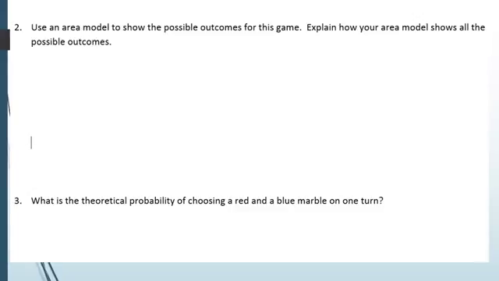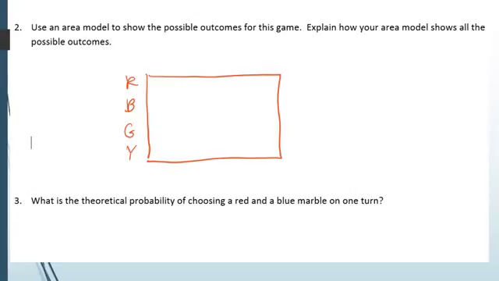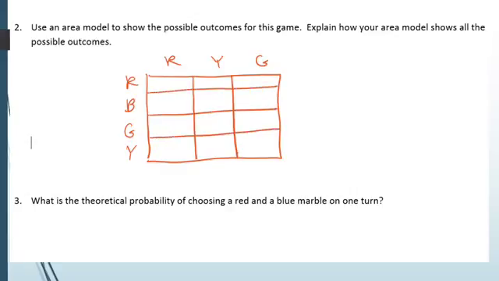Now use an area model to show all the possible outcomes for this game. So I know that in one of the containers, there is a red, a blue, a green, and a yellow. And I know that in the other container, there is a red, a yellow, and a green. So I'm going to go ahead and divide this section into thirds since there's 3 possibilities from that particular bucket. And I'm going to divide this one into fourths because there's 4 possibilities there.